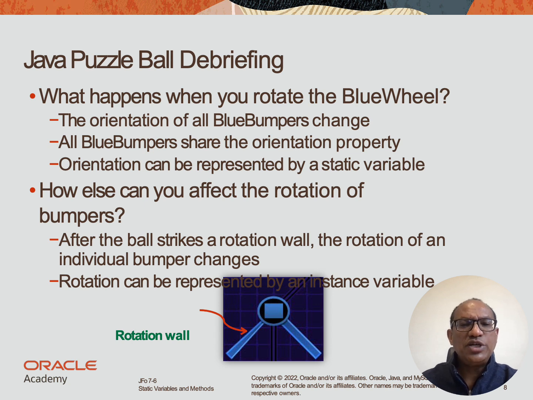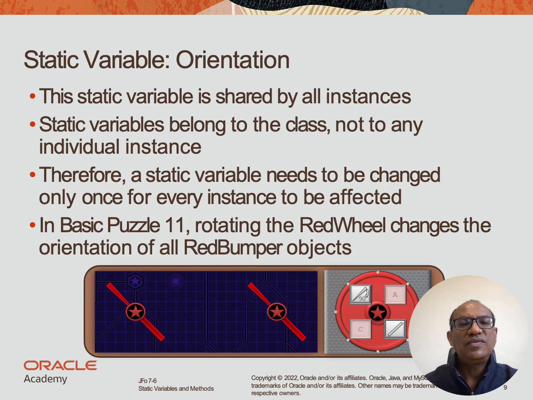Let's debrief. In those puzzles, rotating the blue wheel changes the orientation of all blue bumpers. That's because the orientation is shared. It's a static variable. On the other hand, when a bumper is struck, only that bumper's rotation changes. That is an instance variable. So here is the difference. Static variables are shared across all instances of a class. You only need to change the static variable once, and every object sees the new value. Perfect for something like orientation on all bumpers.